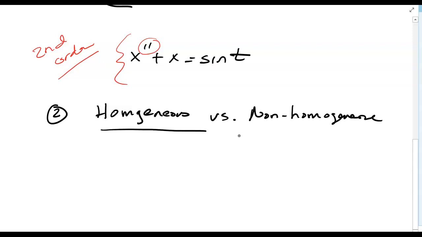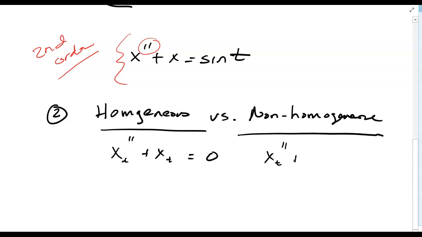And this is another one you'll talk about much more when you actually get to the course. A homogeneous equation, simply no matter what the order it is, is equal to 0. So we have x double prime of t plus x of t equals 0. That's a homogeneous equation, whereas if it was equal to something else, that would be non-homogeneous.